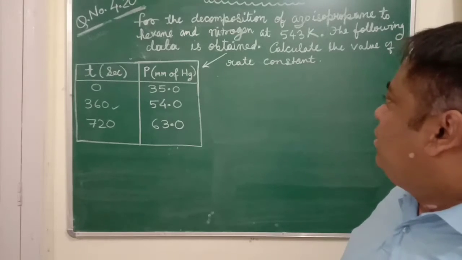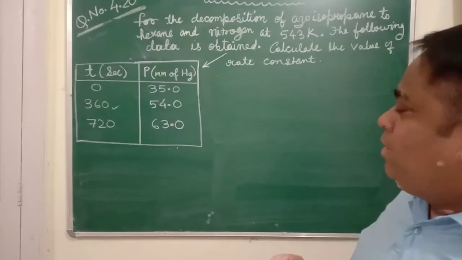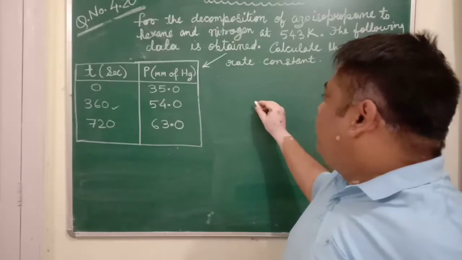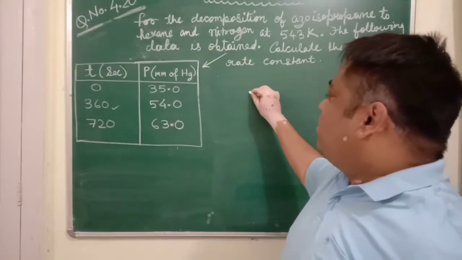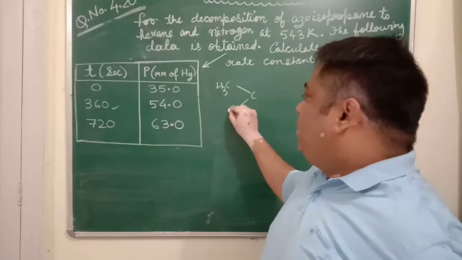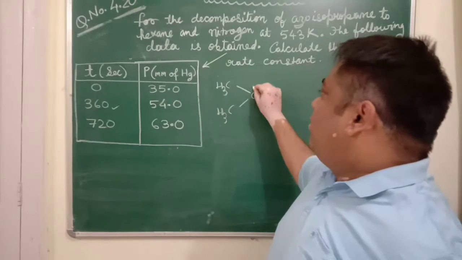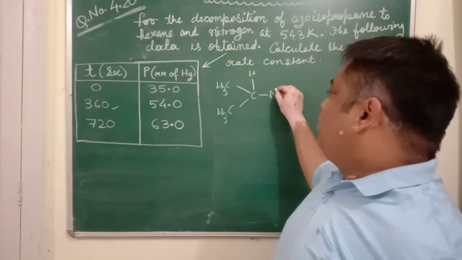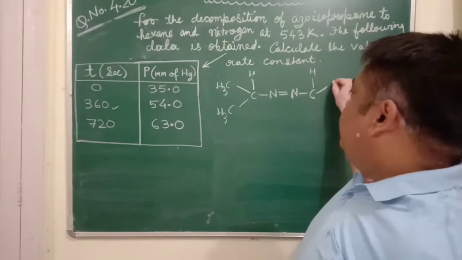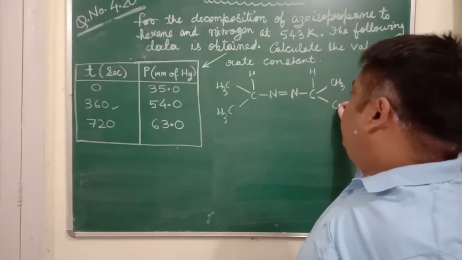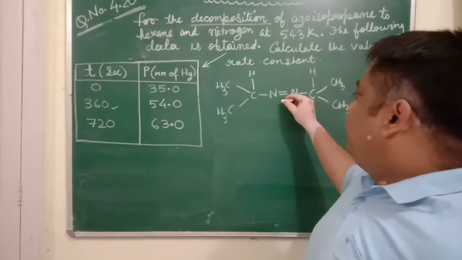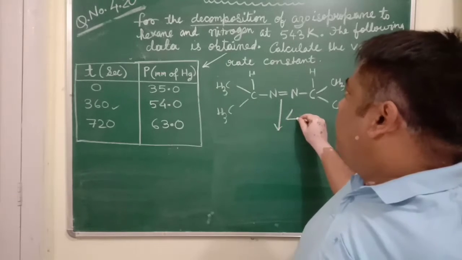isopropane is decomposing. Although its structure is not important, let me take the opportunity to show you the structure of this molecule. Isopropane would be like this. 3 carbon atoms will be there, such that one methyl group, another methyl group, one H, one nitrogen, double bond with nitrogen, one carbon, one hydrogen, and two methyl groups is undergoing decomposition reaction. That means it is breaking into two smaller molecules in the presence of heat.